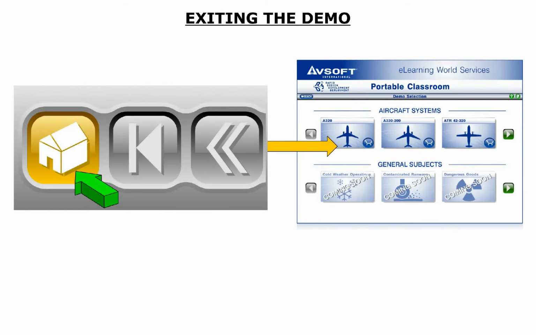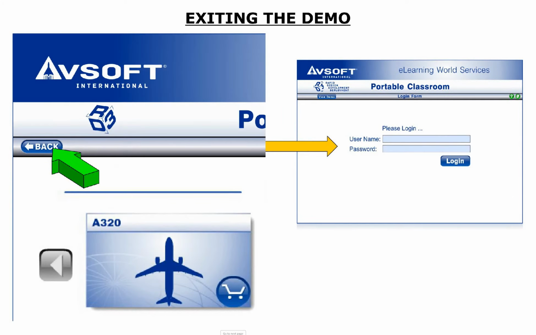To quit viewing the demo module, tap on the yellow Home button, which will take you back to the demo selection screen. If you would like to view different demo modules, just follow the same routine. Otherwise, tap on the back button, which will take you back to the login form.